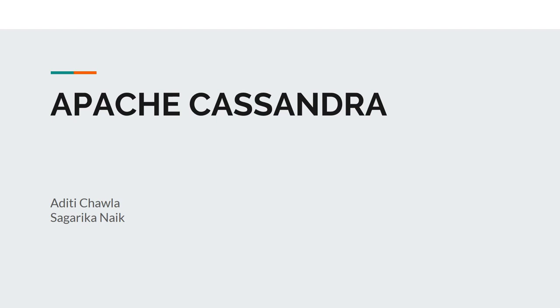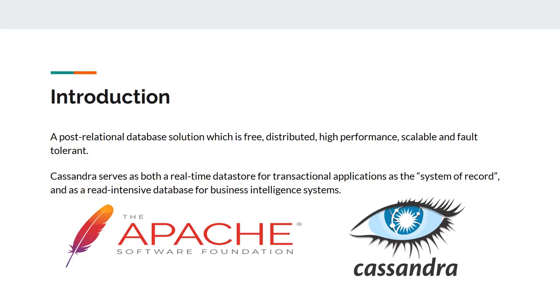Cassandra. So, Apache Cassandra is a post relational database solution which is free, distributed, high performance, scalable, and fault tolerant. Cassandra serves as both a real time data store for transactional applications, as the system of record, and as a read intensive database for business intelligence systems.